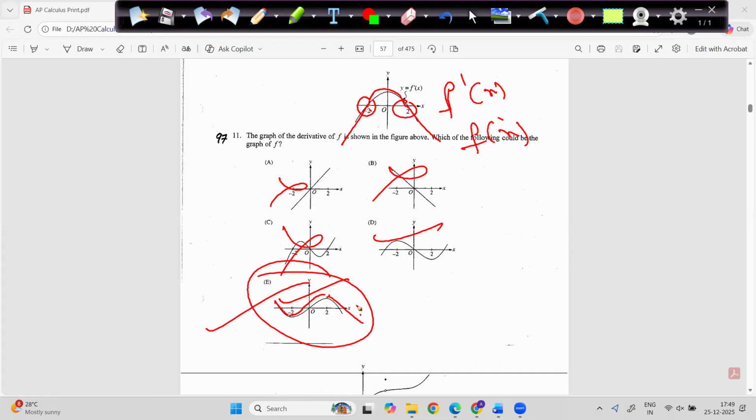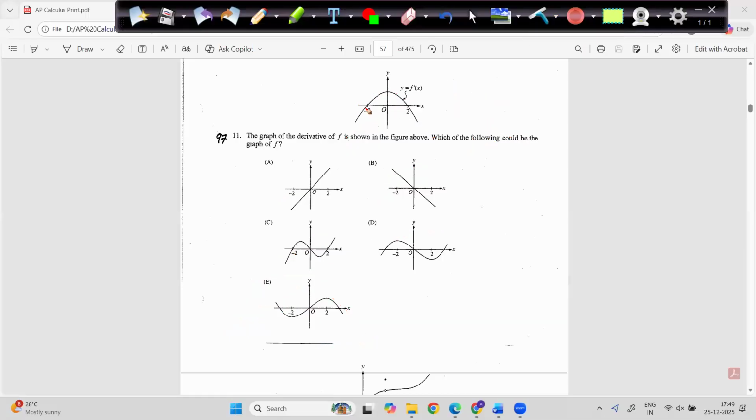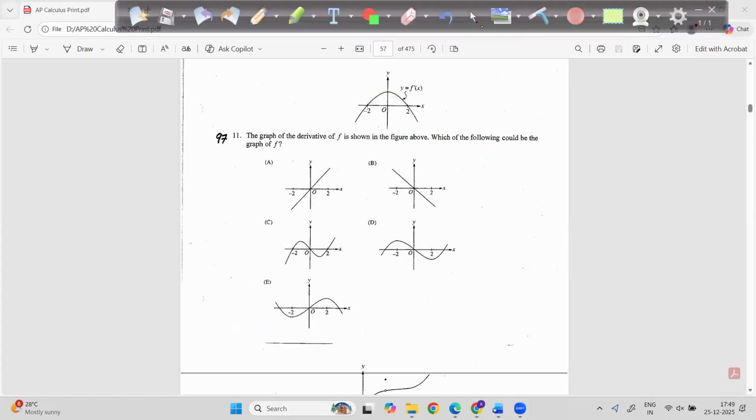Sir, f dash of x is negative from minus. So f dash x is negative for less than minus 2, so for less than minus 2 the function should be decreasing. Clearly the function is decreasing. Yes, sir. Okay. And from minus 2 to 2, function should have horizontal tangents. Minus 2 to 2 it is positive, so increasing. Greater than 2 it is negative, so decreasing. All are being satisfied. So E for elephant should be the answer.